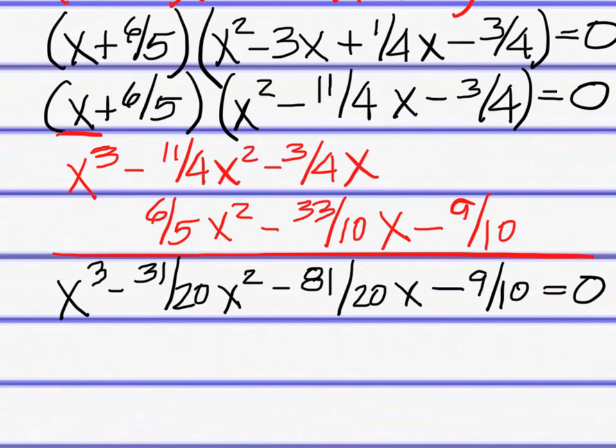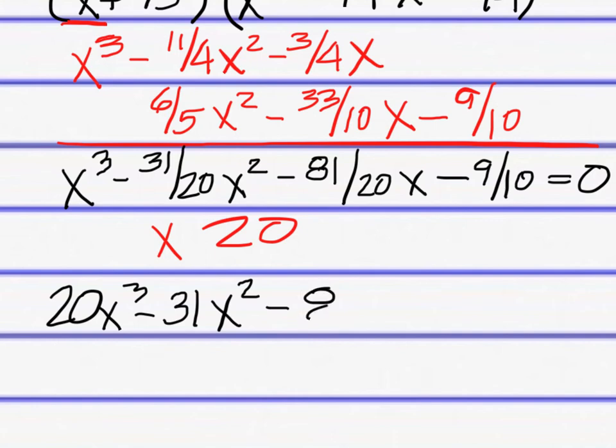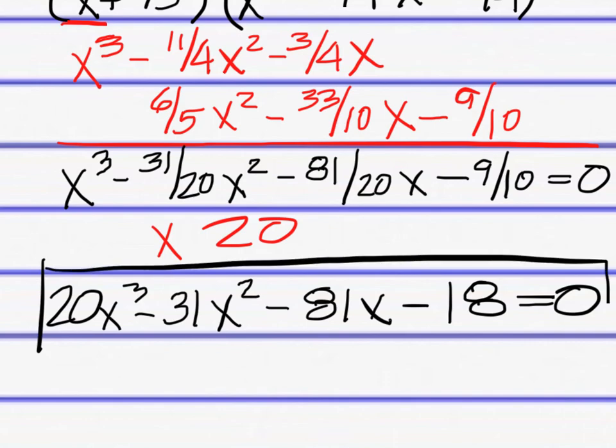Now multiplying through by 20 will take care of your fractions. So we should have 20x to the third minus 31x squared minus 81x minus, and then remember you're multiplying by 20. 20 over 10 would be 2, and then times the negative 9 would be negative 18. This is your equation.